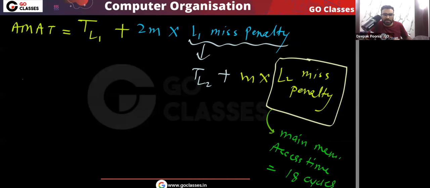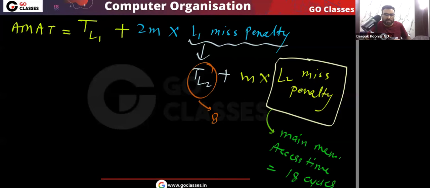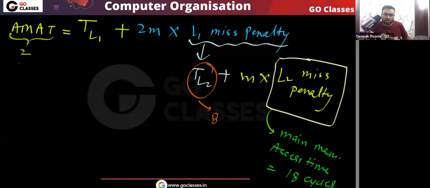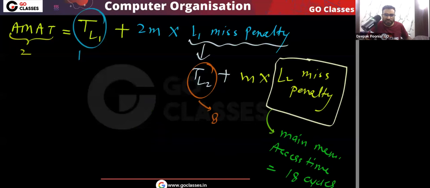Okay, and this access time of L2, that is 8 clock cycles. This we also have. And this average memory access time is given to us, this is 2 cycles. So this value also is 2 cycles, we know this value. What is the access time of L1? That is 1 cycle. So we have everything, we just need to calculate the value of M.